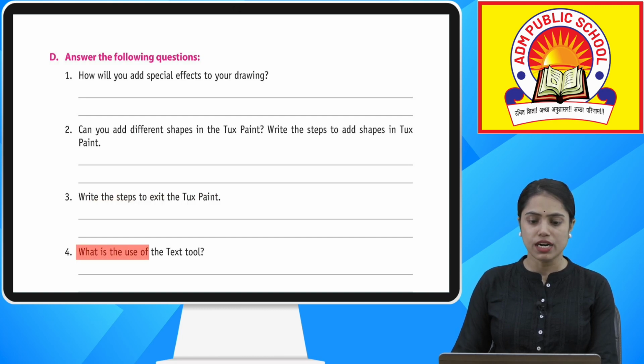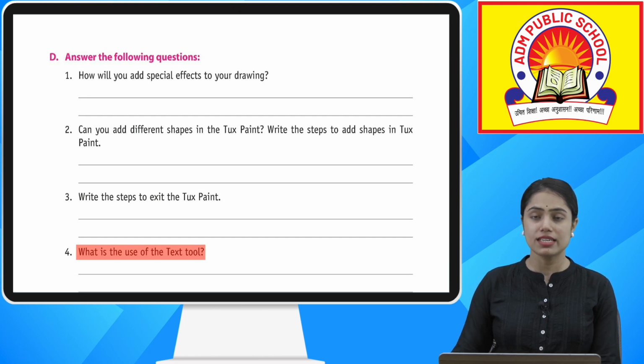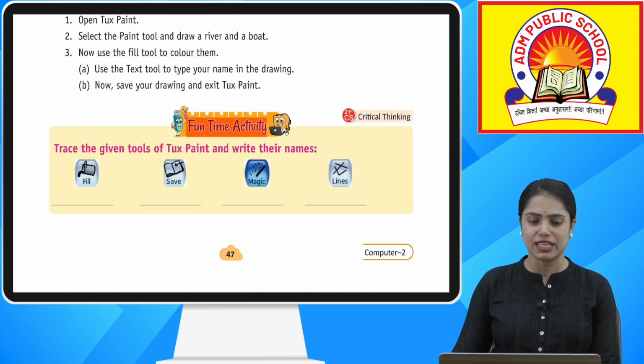What is the use of the text tool? The text tool is the original text entry tool in Tux Paint. Text entered using this tool can be modified or moved later since it becomes part of the drawing. Now children, it's time for a fun time activity. Trace the given tools of Tux Paint and write their names. This is the fill tool, this is save, the magic tool and this is lines.